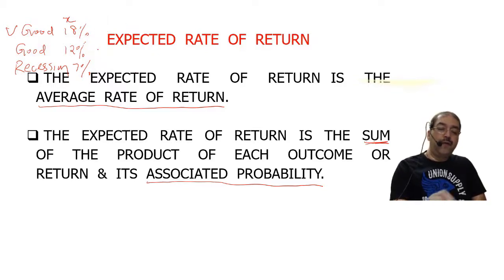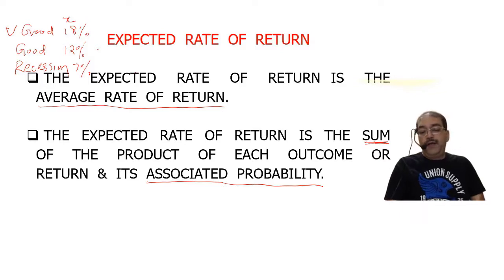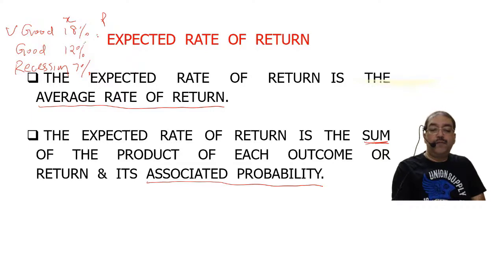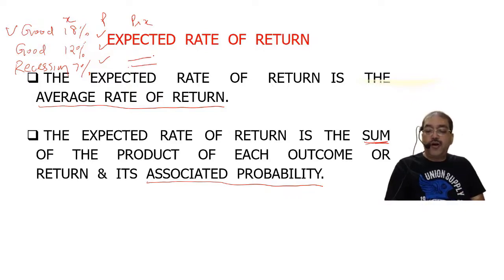So what did I do? Return is the sum of the product of each outcome. So x into p, whatever was the value of p given here, I calculate p into x, and the total of this particular column is summation of p into x. How do I write this? Summation of p into x. Sum means summation, product is multiplication. Each outcome means each expected return and its associated probability. So p into x. Okay, we'll see how it is done.